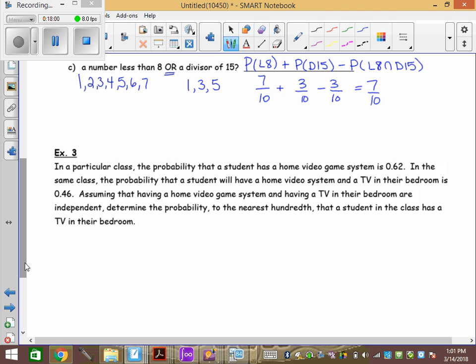This one says, in a particular class, the probability that a student has a home video game system, the probability of a gaming system, is 0.62. In the same class, the probability that a student will have a video system and a TV, gaming and a TV, is 0.46. Determine the probability to the nearest hundredth that a student in the class has a TV.